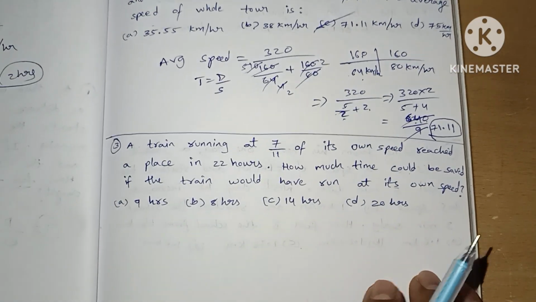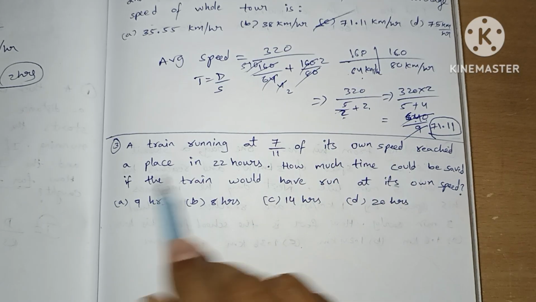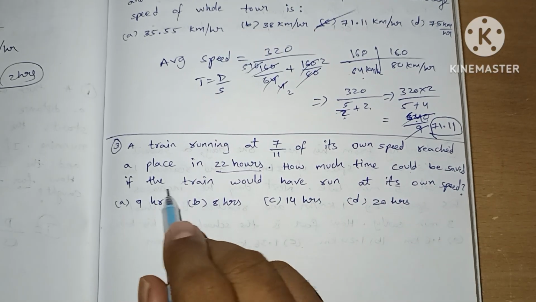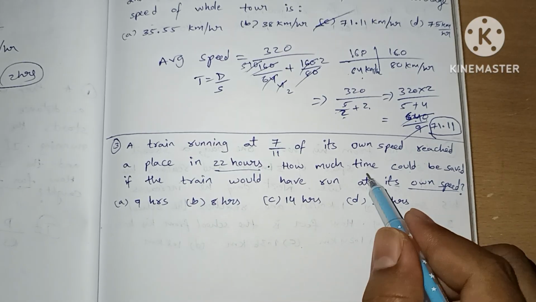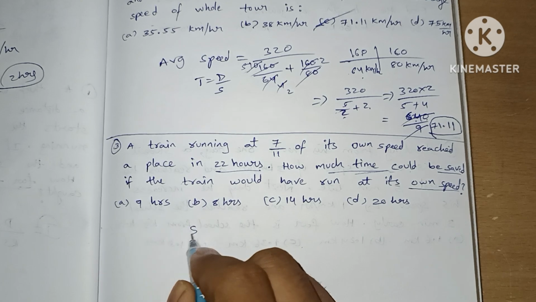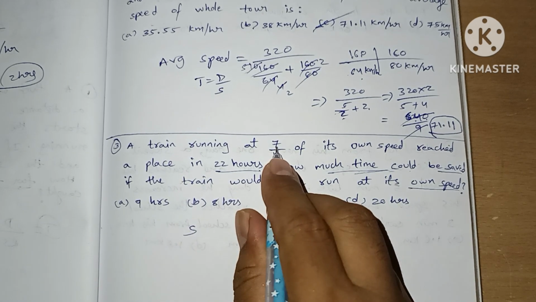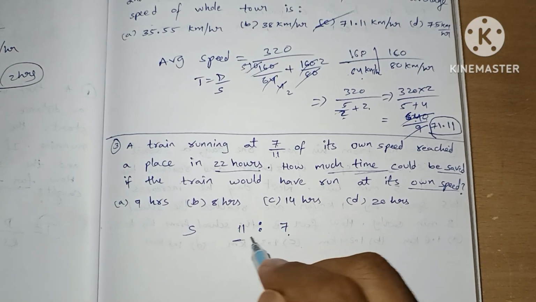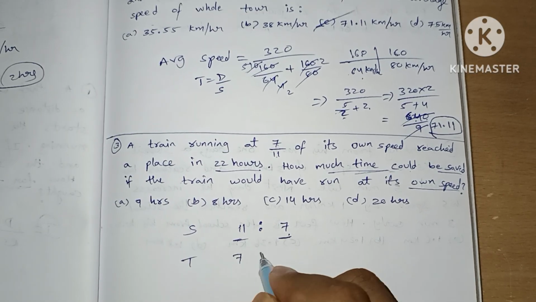Next one. A train running at 7 by 11th of its own speed reached a place in 22 hours. How much time could be saved if the train would have run at its own speed? So we need to find the time saved. First, the speeds: the initial speed is 11 units, and after that 7 units of speed. So the time ratio becomes 7:11.